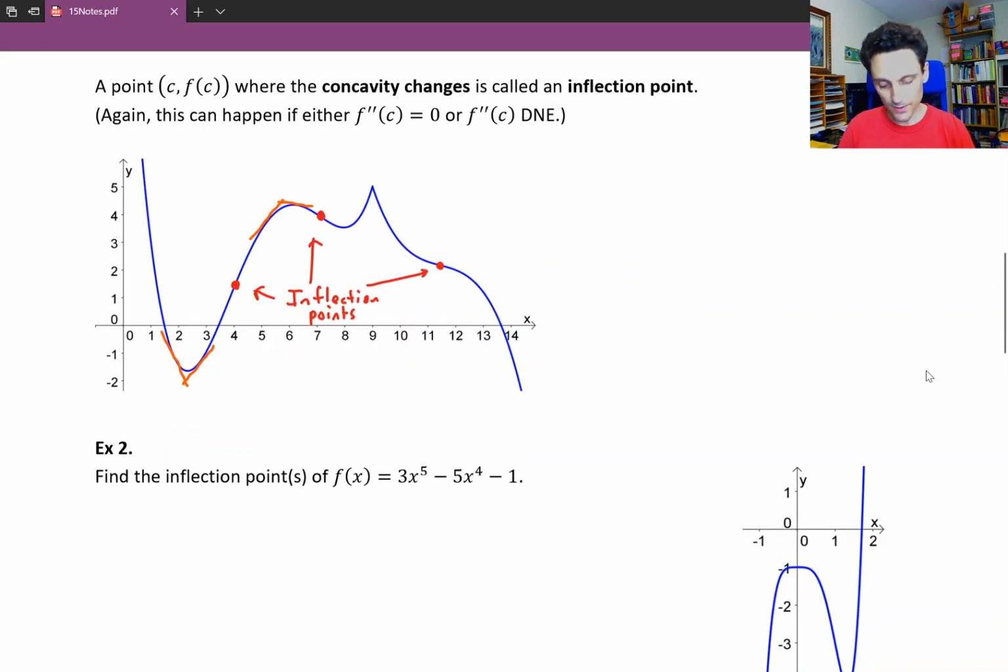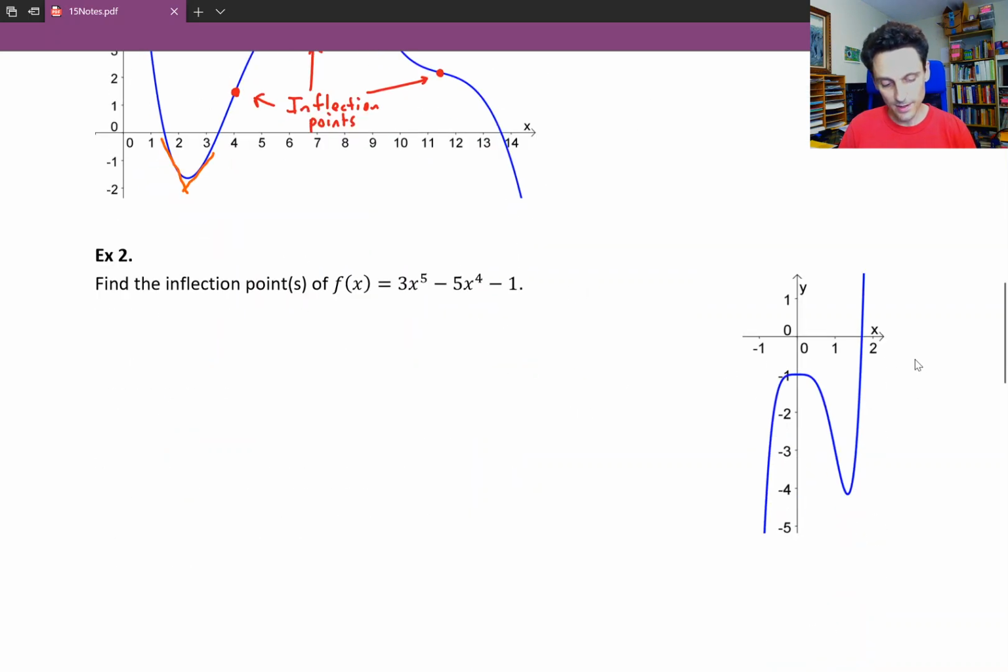Let's do example 2, where we're asked to find the inflection points of the polynomial that's given. Now, when you see that word inflection point, immediately you're going to think, I need to get to the second derivative. So inflection point is like a key word that says, find the second derivative. That's going to help you get inflection points.